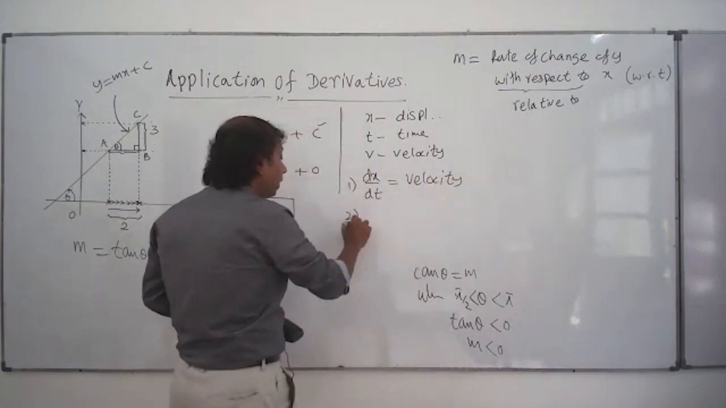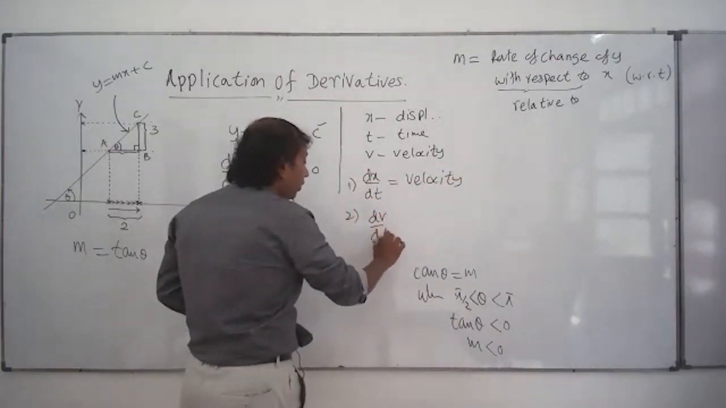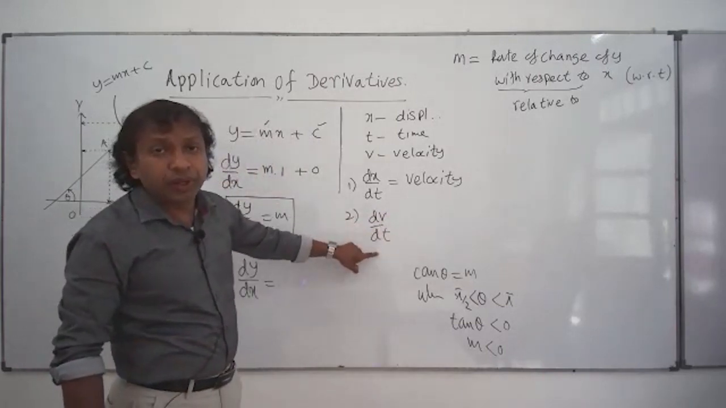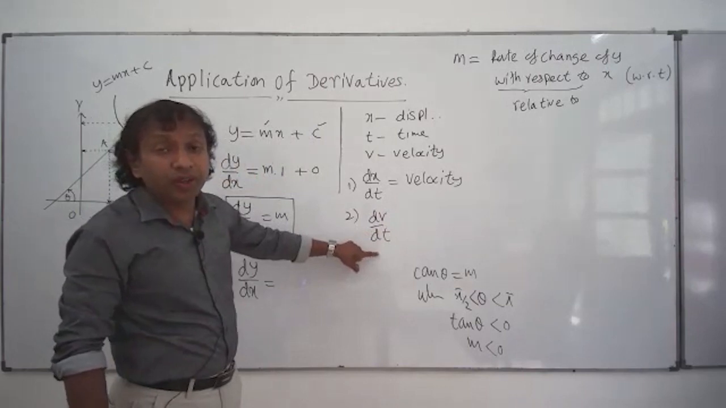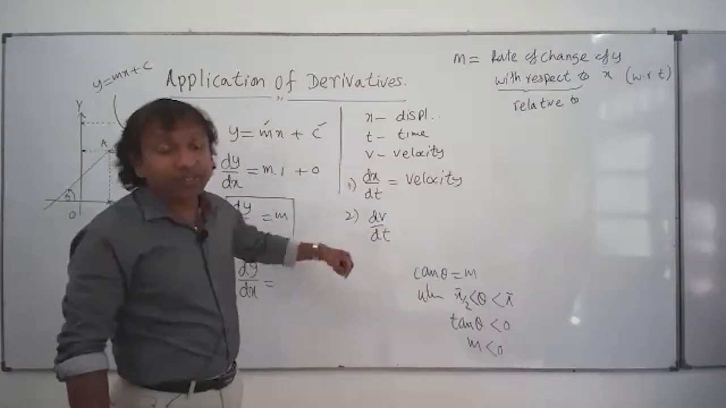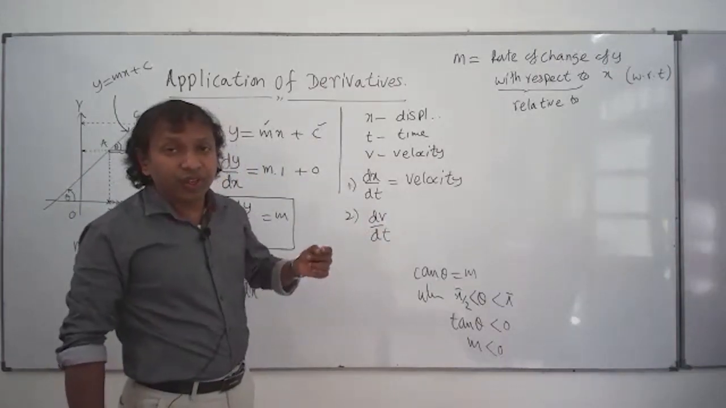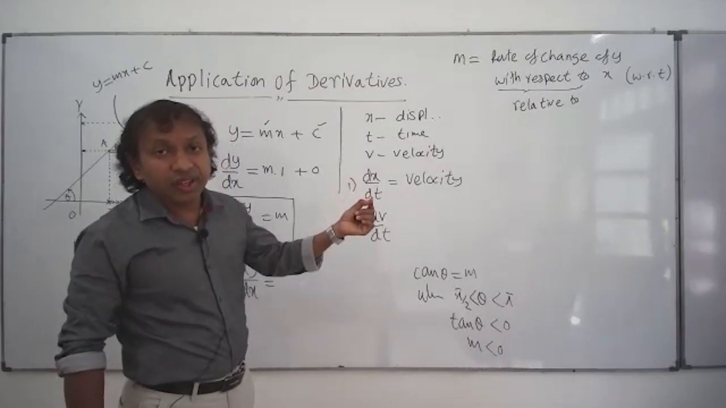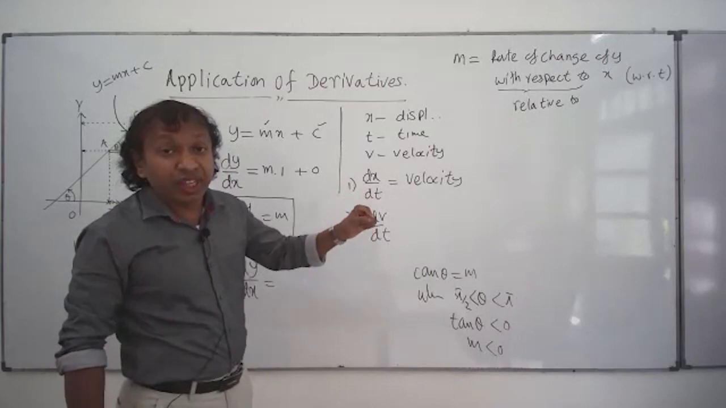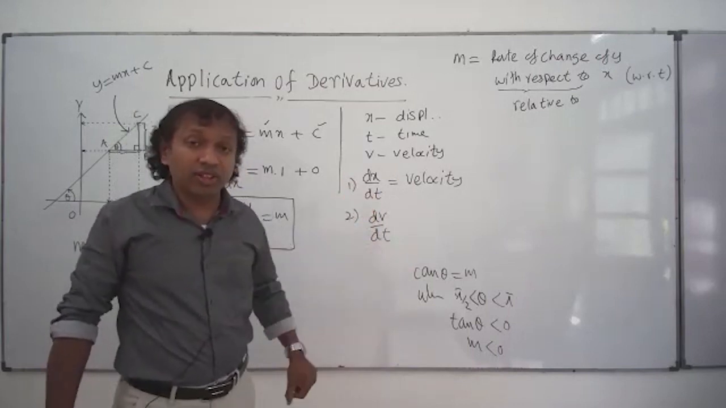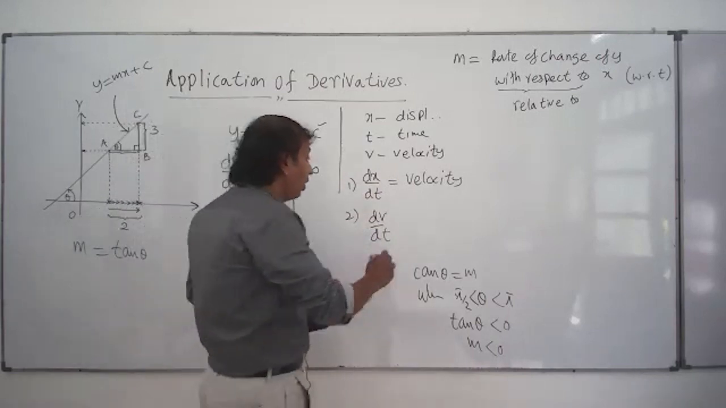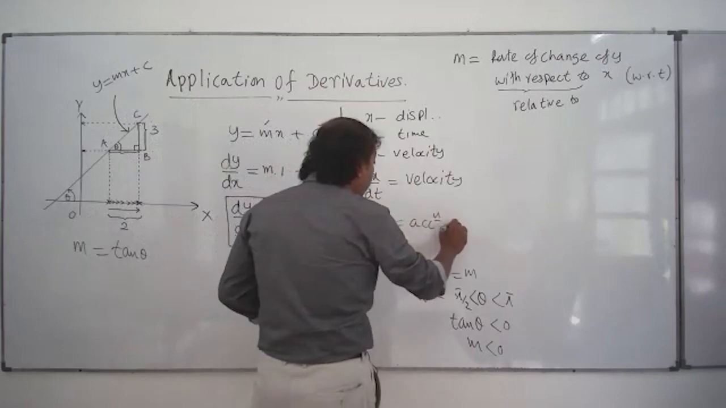Secondly, dv by dt. v is the velocity. The rate of change of velocity relative to time means, in 1 second, the change of velocity. What is that? Acceleration or retardation. If this velocity changes so that it increases, then it is an acceleration. If this velocity changes in the decreasing direction, then dv by dt is retardation. So this is either acceleration or retardation.